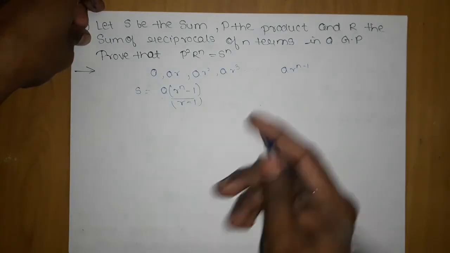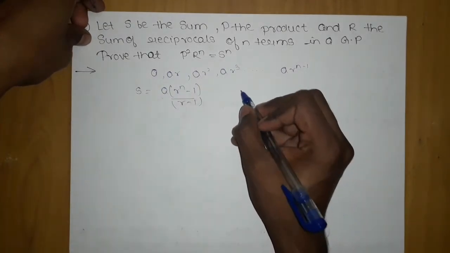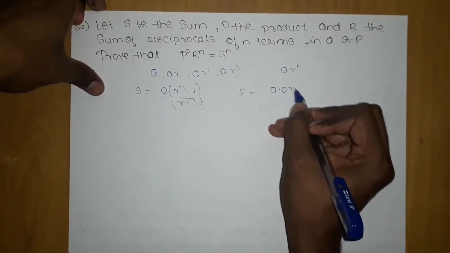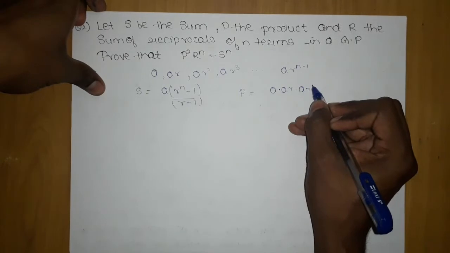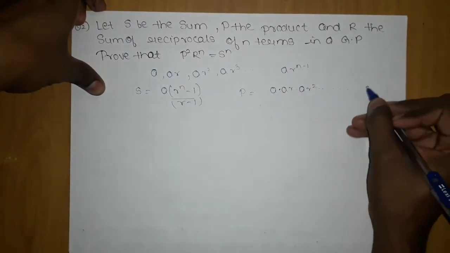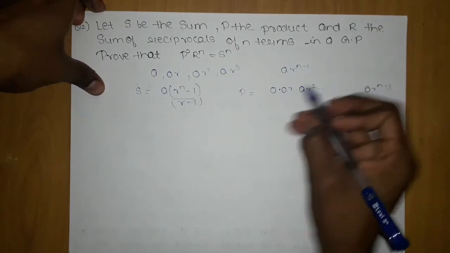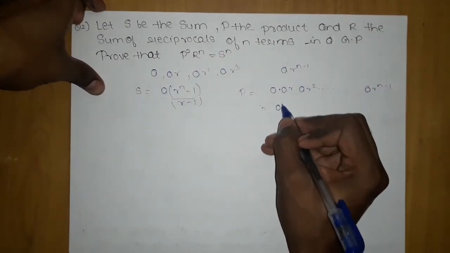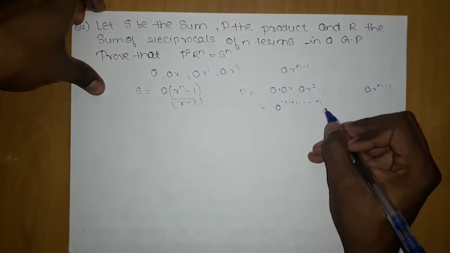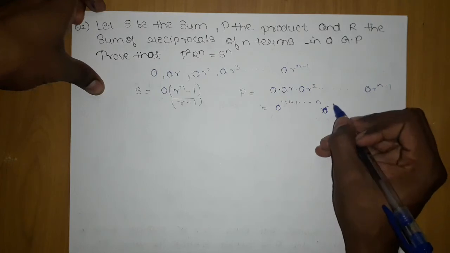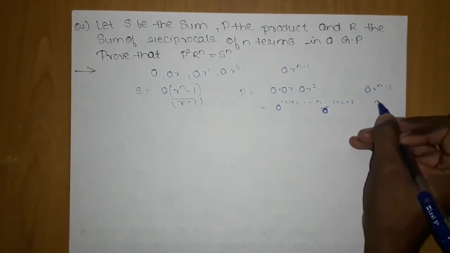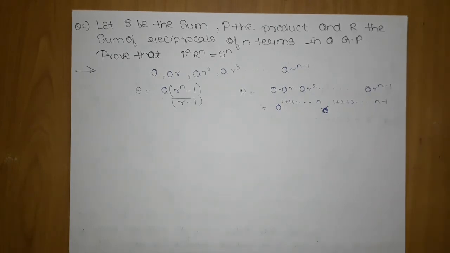Moving further on, what is P? P is nothing but a into ar squared, and so on. It is the product of these terms till ar to the power n minus 1. Now if you see, this a is 1 plus 1 plus 1 till n times. Similarly, this r is 1 plus 2 plus 3 plus till n minus 1.